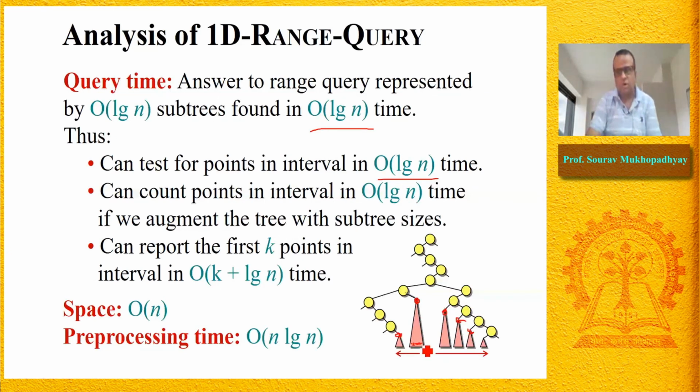So now how do we get the leaves over here? We have to go to the leaves, and then we have to get all the points. So that will cost us again k. So this is order of k plus log n if we have to get all the points over here.